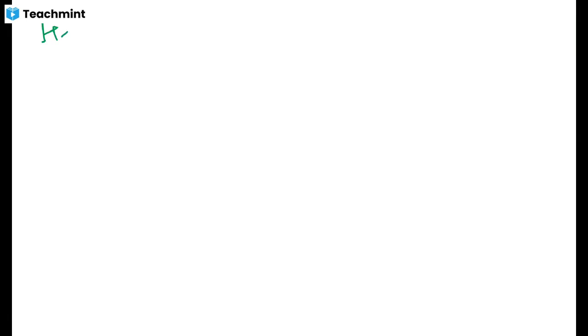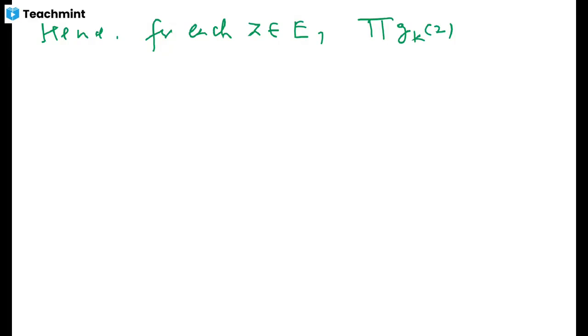Hence, for each z in E, this number g_k(z), which is 1 plus h_k(z), k from 1 to infinity, is a finite complex number.